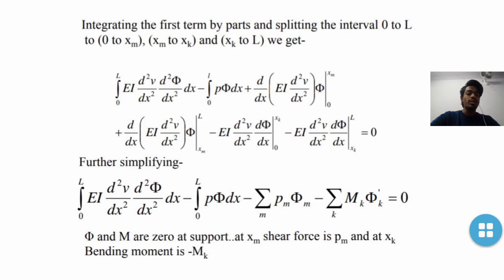Integrating the first term again and splitting the interval 0 to L into 0 to xm, xm to xk and xk to L, we get the integration as you can see below. After further simplifying, we can get the final solution as phi and M are 0 at the support, at xm shear force is Pm, and at xk bending moment is minus Mk.